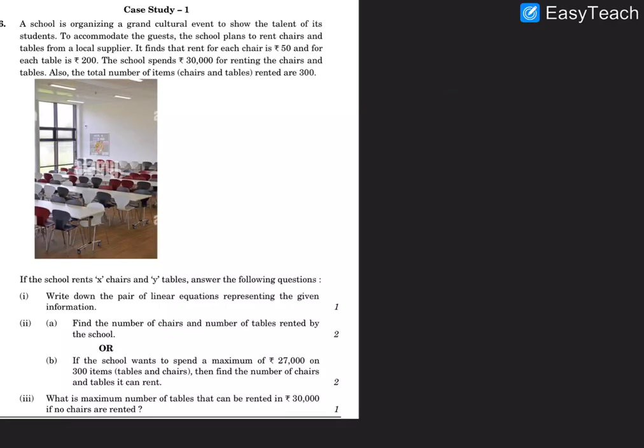The or part of it: if the school wanted to spend a maximum of 27,000 on 300 items, then find the number of chairs and tables that can be rented. So the school wants to spend only 27,000 now. So 50x plus 200y is now equal to 27,000 instead of 30,000, because previously it spent 30,000, but now they want to spend only 27,000, and the total number of items is 300.